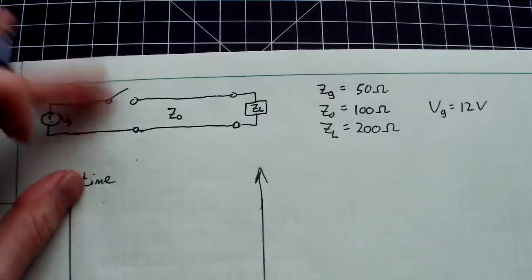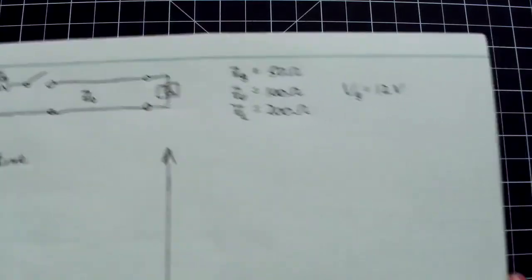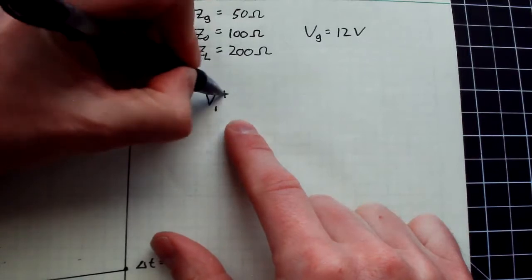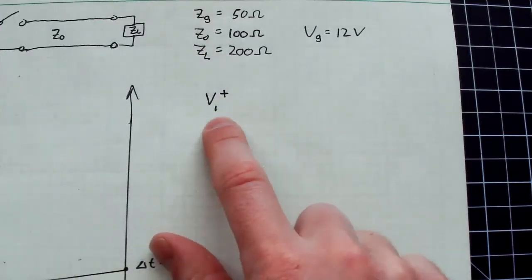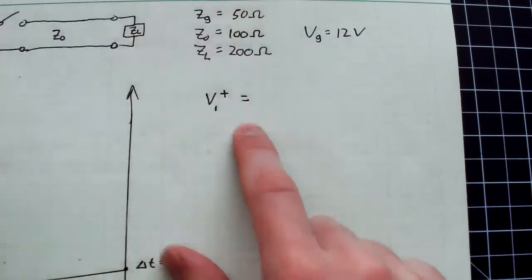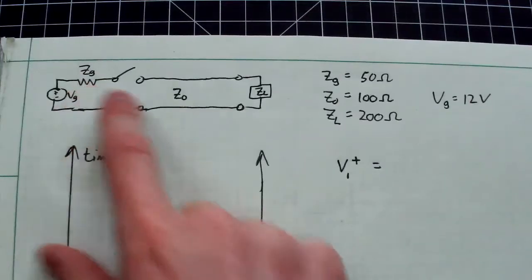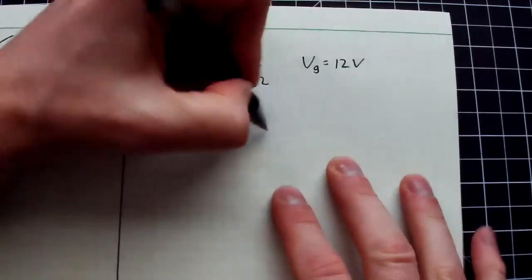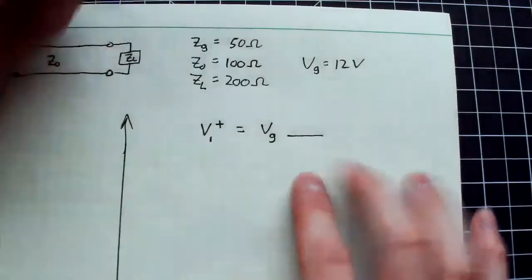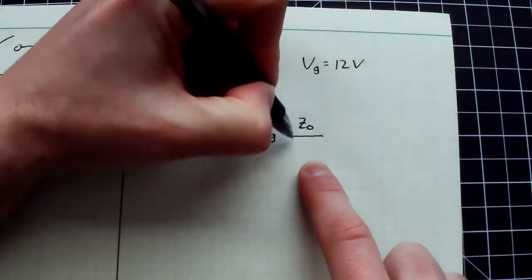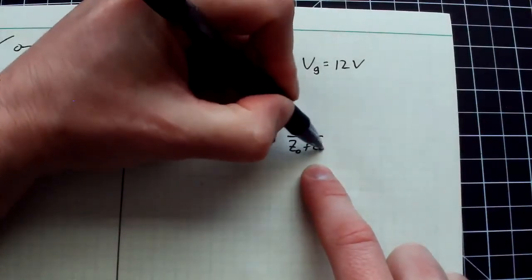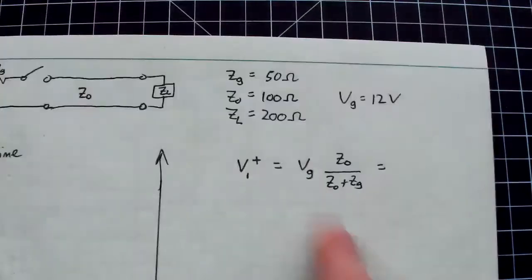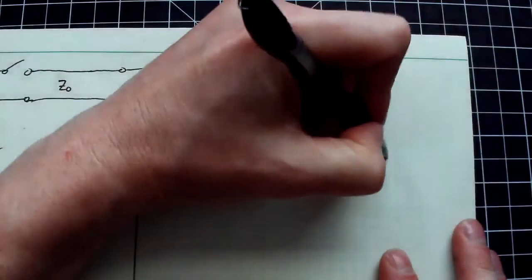So again, you close the switch and there's a forward propagating wave. So let's write this over here. I'm going to write this as V1 plus. The first forward propagating pulse is going to be a voltage division between my generator and my impedance, because nothing over here should affect anything yet. So that will be V sub G times Z naught divided by Z naught plus ZG. That's the voltage divider equation. And what you'll get in this particular example using these values is 8 volts.